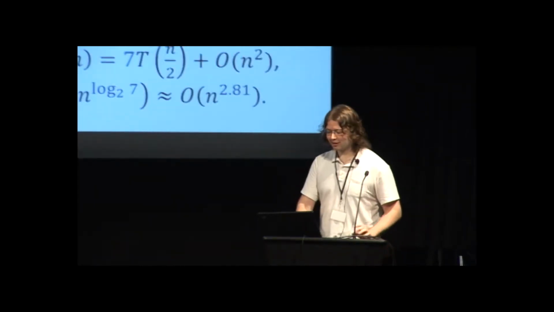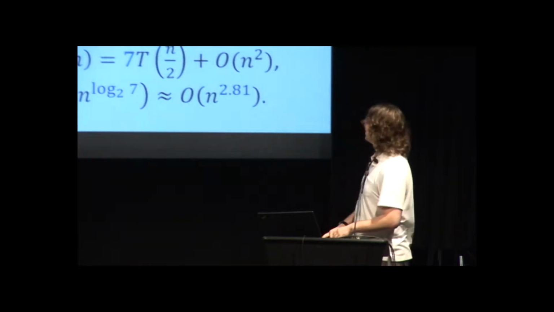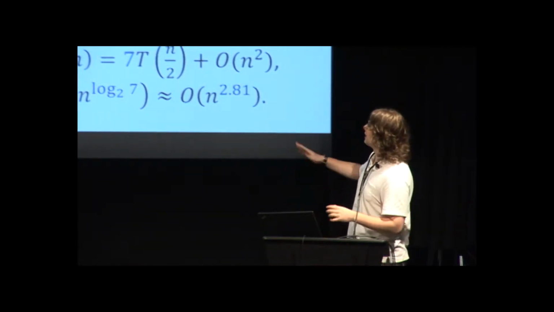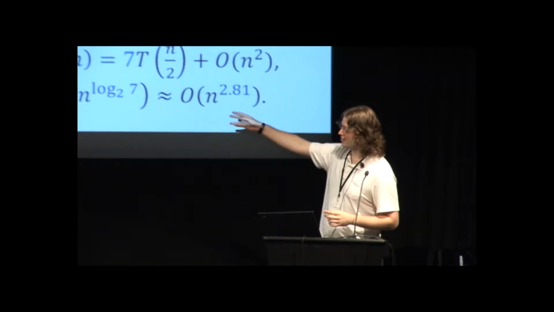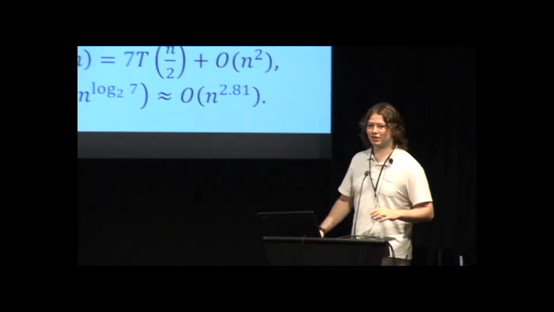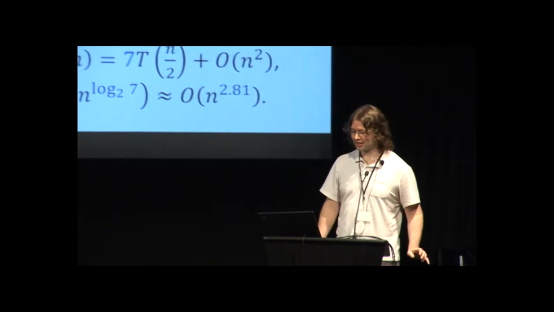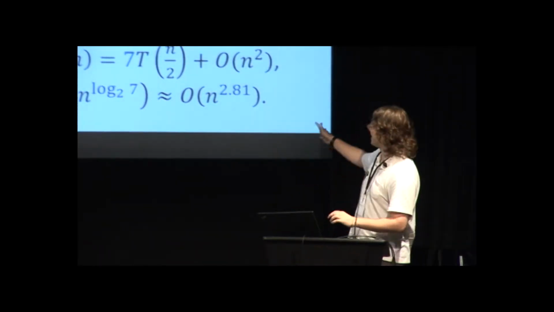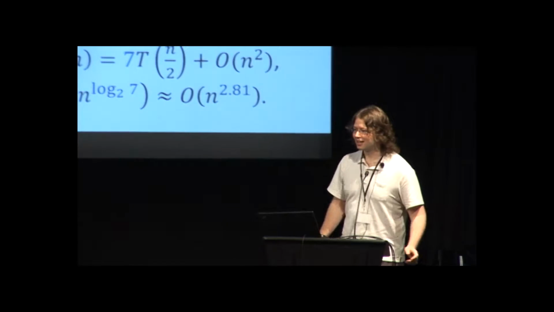And then this leads to a really nice recursive algorithm where the idea is to do n by n multiplication, you do these 7 n over 2 by n over 2 multiplications, and then plus just order n squared time to do all the additions and subtractions and stuff. And this gives a runtime at the end of about n to the 2.81.